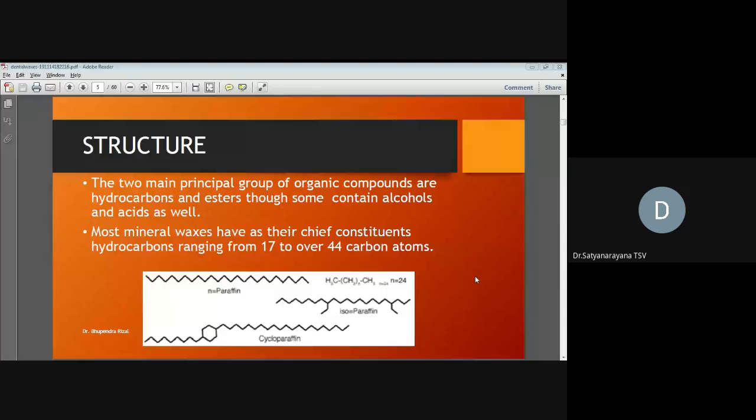Okay. What does it contain? That means what is the structure of waxes? The two main principal groups of organic compounds are hydrocarbons and esters, though some contain alcohols and acids as well. Most mineral waxes have their chief constituents as hydrocarbons ranging from 17 to over 44 carbon atoms. I'll tell you more in the next.